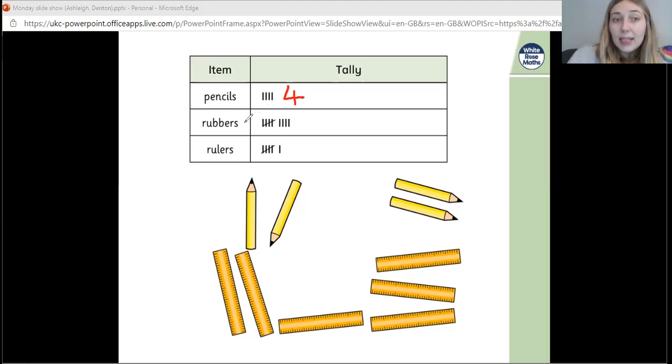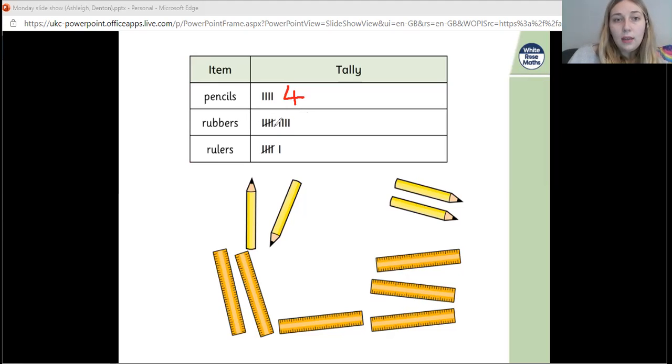Good job. Okay, let's have a look at the rubbers. Have a go at adding, counting together the rubbers. Now remember, when we see a tally mark like this, it means it's a special number. 5. Well done. So when we see this, it means there are 5. Have a go at counting. How many rubbers are there?